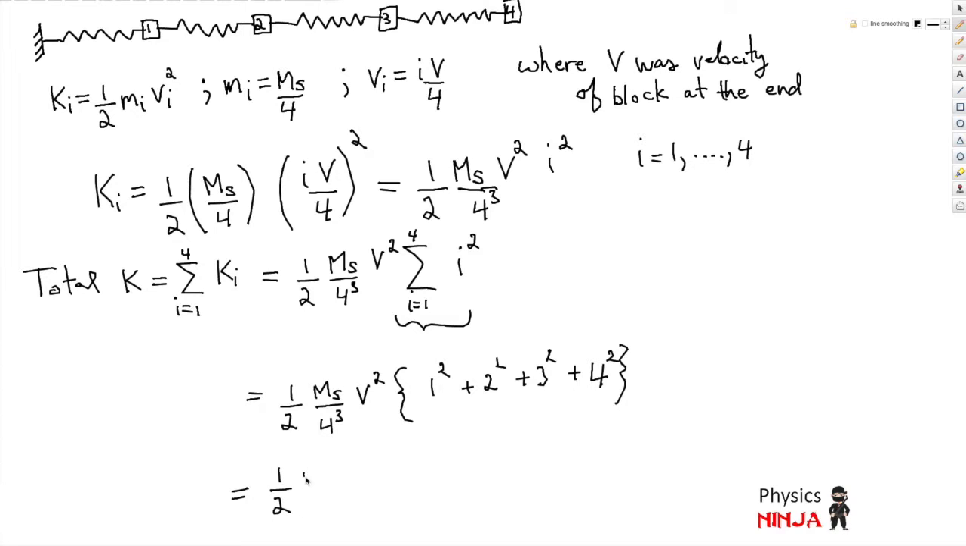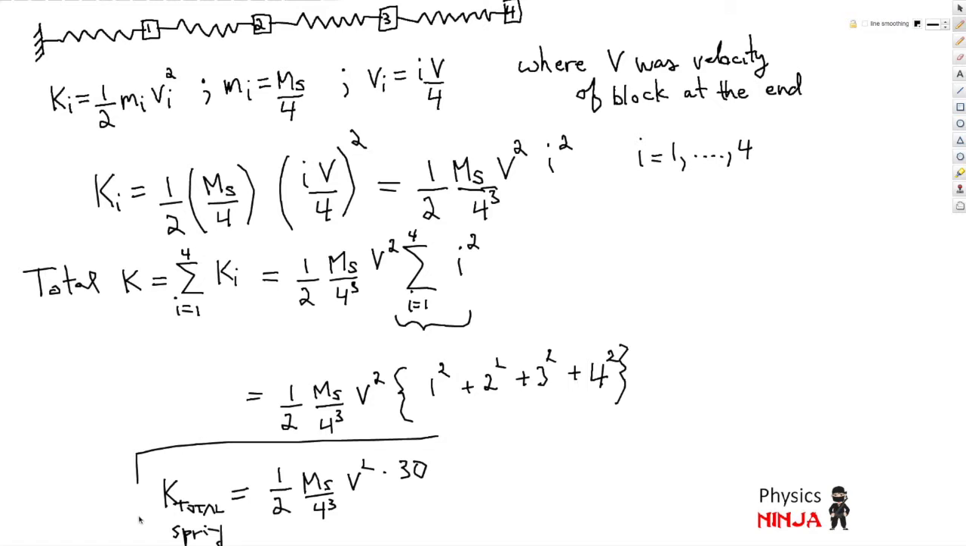So 1/2 ms over 4 cubed v squared, and everything here ends up being multiplied times 30. Okay, that's the total spring kinetic energy, the total of the spring, when I break the spring down into 4 segments.